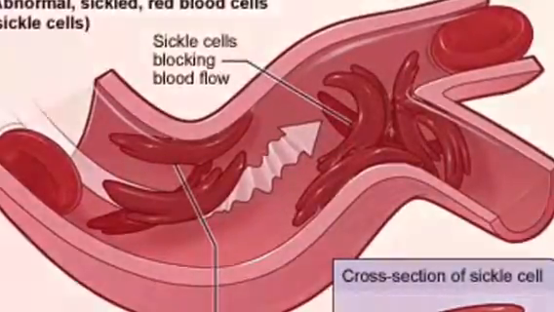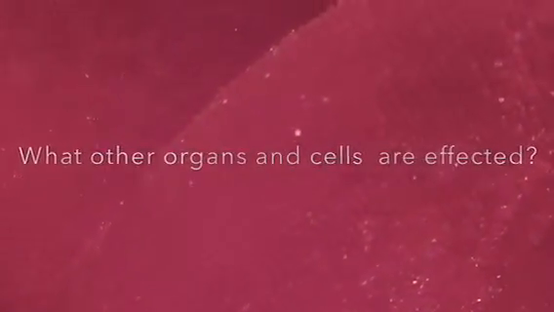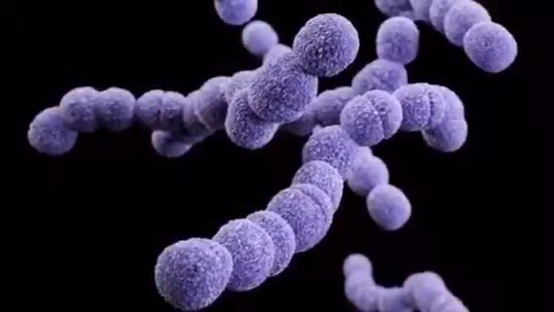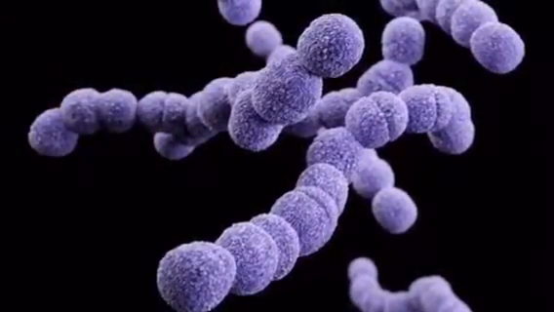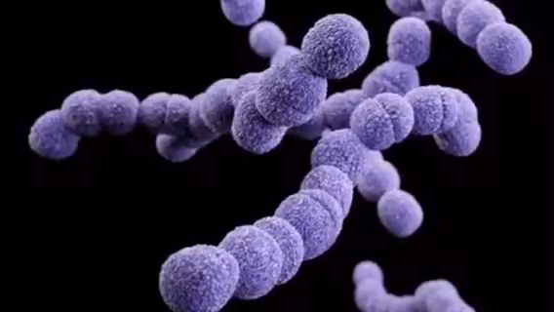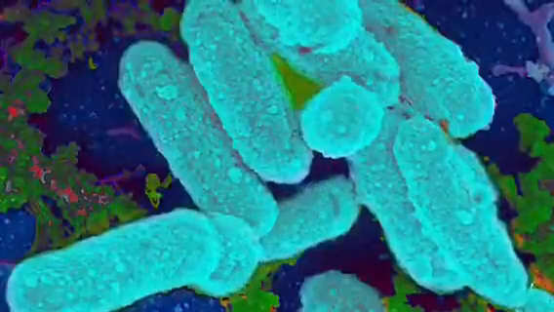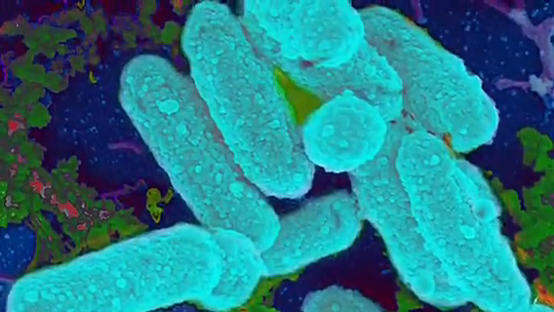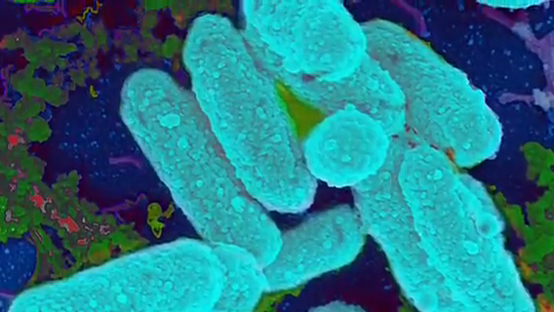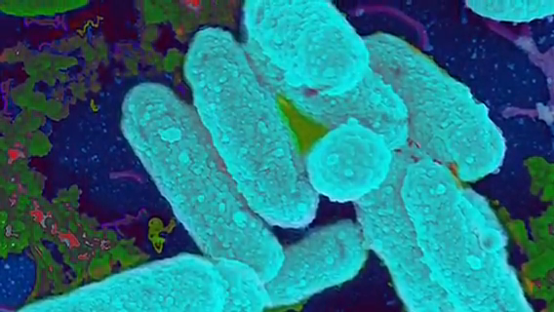This causes pain. Many people will ask, where does this pain develop? What other cells and organs are affected? Infections are common and an important cause of severe complications in sickle cell patients. Streptococcus pneumoniae and Haemophilus influenzae are the most common organisms causing infection in children with sickle cell disease.